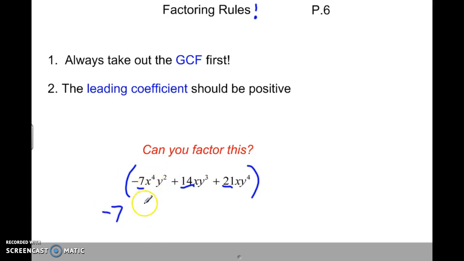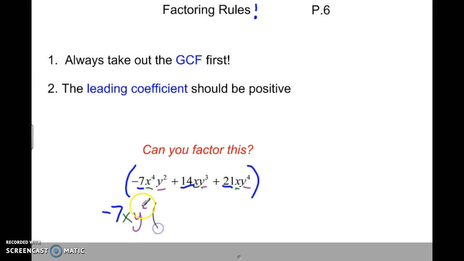And then look at the x's. So now when you look at x's, you've got x to the 4th, x to the 1st, and x to the 1st. I've got at least one x in all of those, so I'm going to take out an x. And then look at the y's. You've got y squared, y to the 3rd, and y to the 4th. I've got at least two y's, so I'm going to take out y squared.